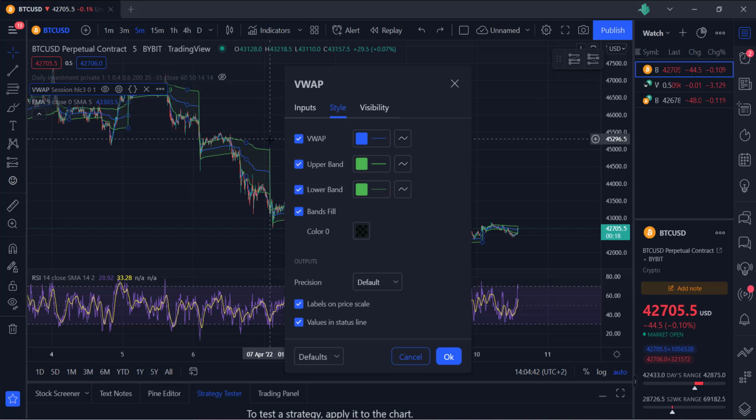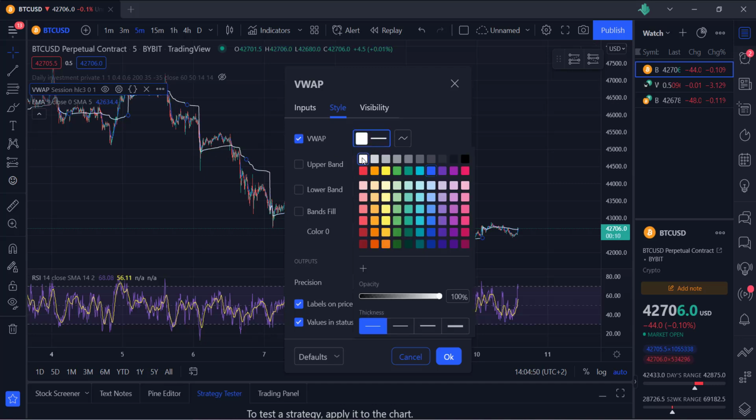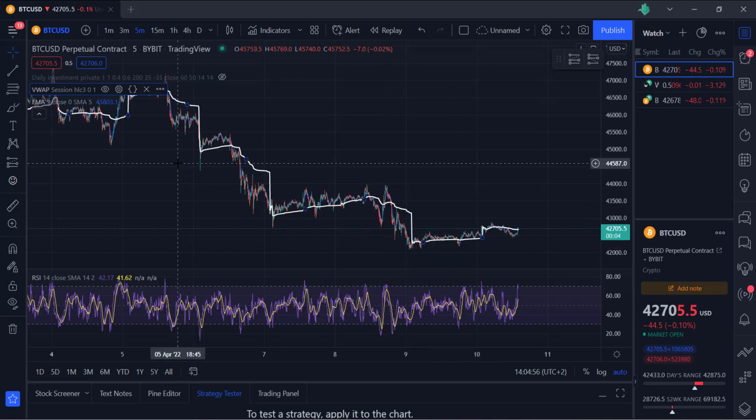So first off, for the VWAP, you're gonna remove the bands, the lower band and upper band. I prefer to use a different color with the VWAP. This is gonna be white. I'm going to add some thickness to the lines. So this is going to be the setting for the VWAP.